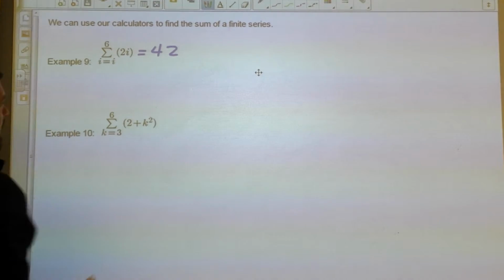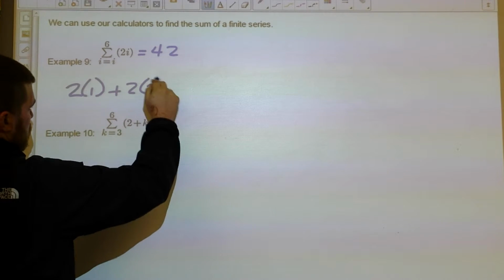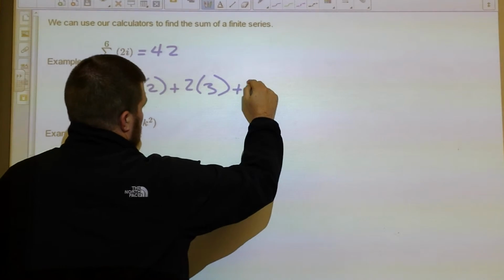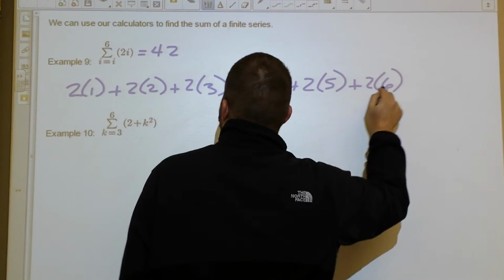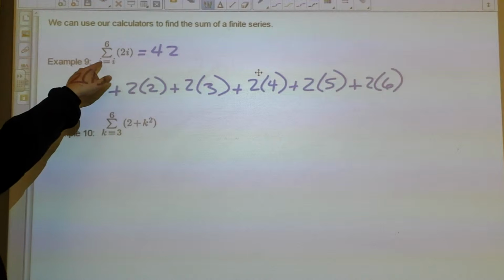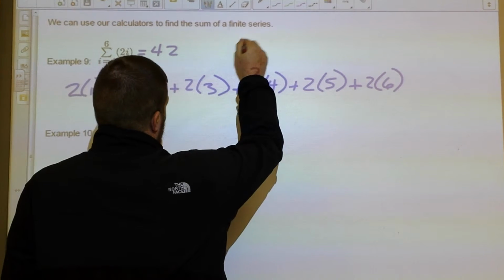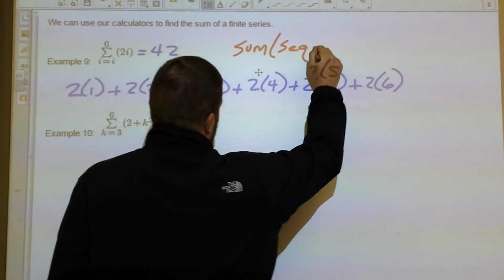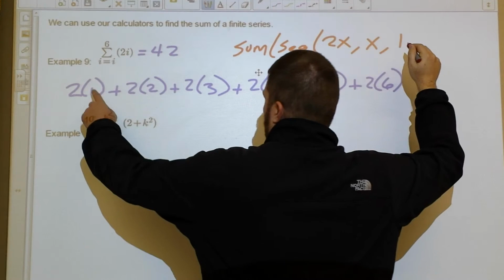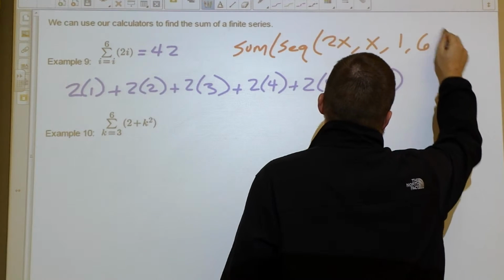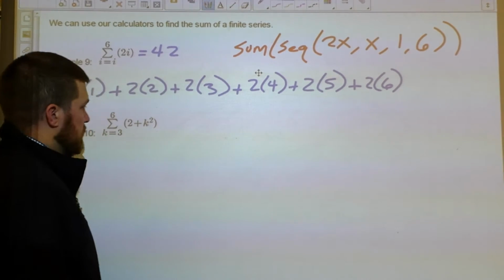So let's talk about what the calculator is doing in the background. Essentially it's saying 2 times 1 plus 2 times 2 plus 2 times 3 plus 2 times 4 plus 2 times 5 plus 2 times 6. Again, I'm just using my rule, starting off at 1 and going all the way to 6. Now again, to type that into the calculator, what we did was sum, seq, 2x for our rule, x for our variable, 1 because we started with the first position in our sequence, 6 because we went to the 6th position in our sequence. That's where we stop, and close it up. And that's what gave me the 42.